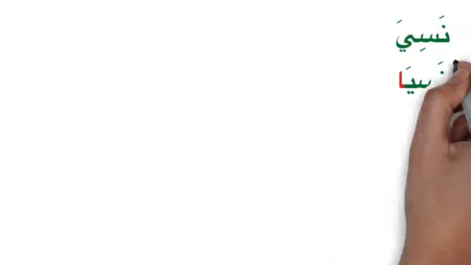So if you see nasiya, he forgot. So how do we say they both forgot? It will be nasiya. So it's alif musanna. So no changes here because all the original forms are there.